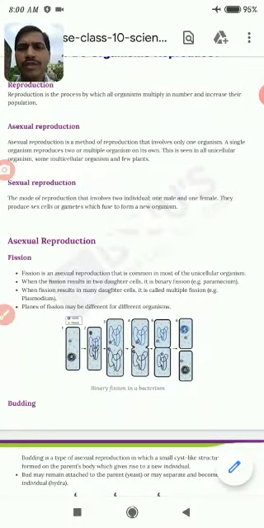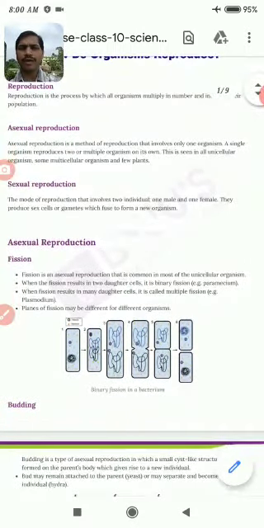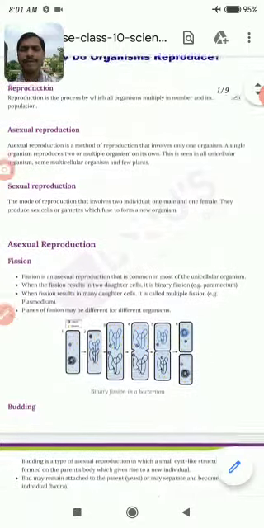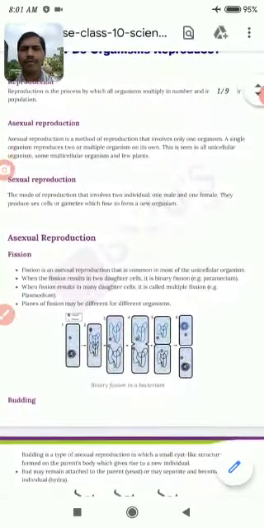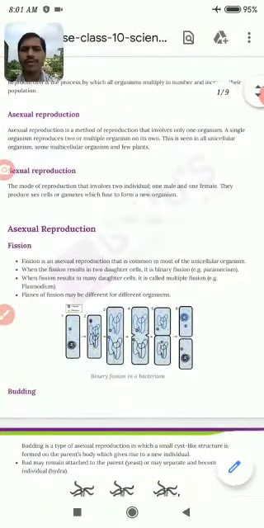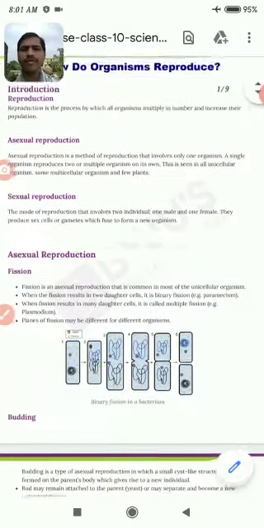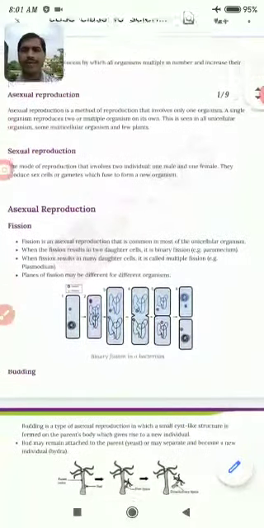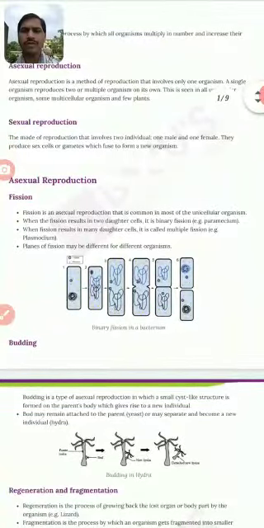Asexual reproduction is a mode of reproduction in which only one parent is enough to produce as many individuals as per the need of the organisms. But in sexual reproduction, both male and female parents are required, because in sexual reproduction, fusion of gametes takes place. Now let us discuss asexual reproduction in detail.